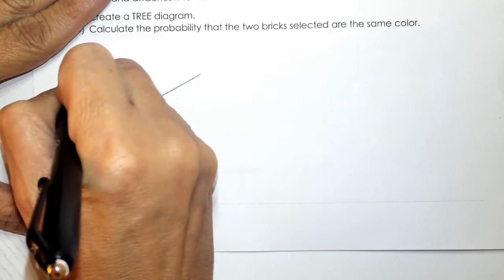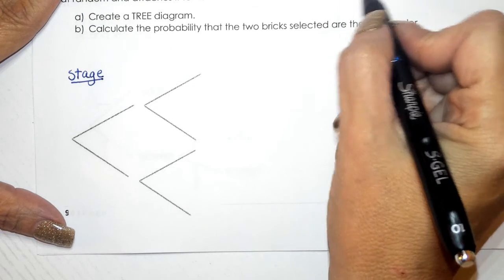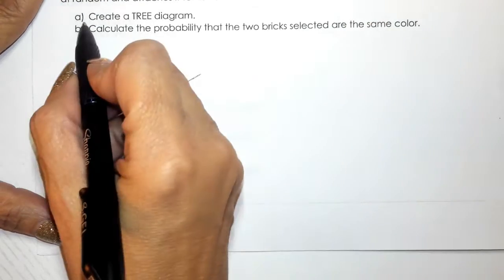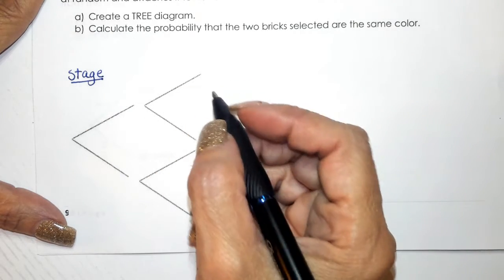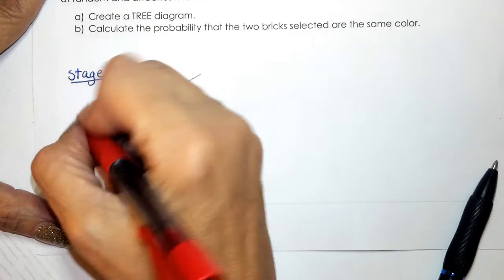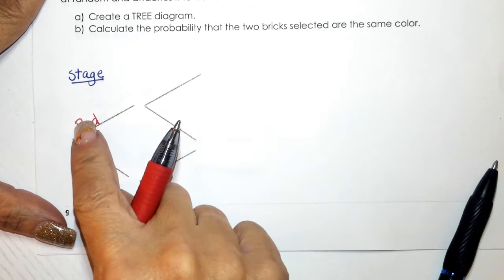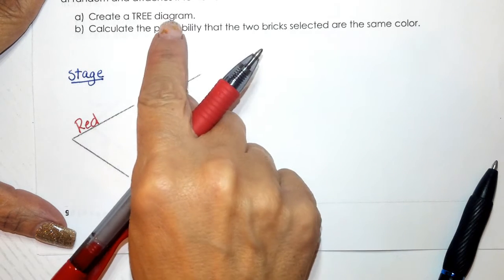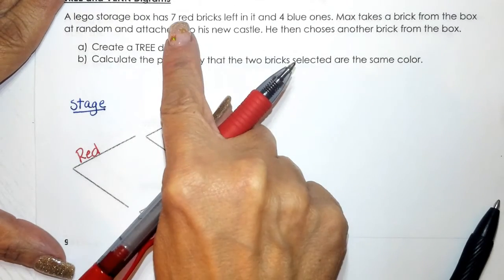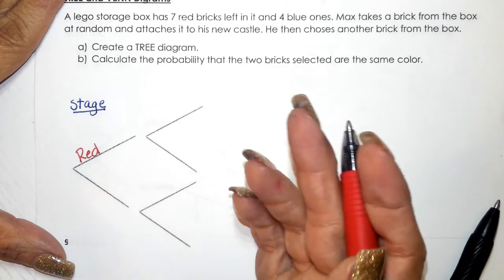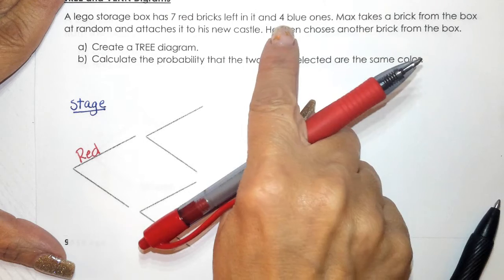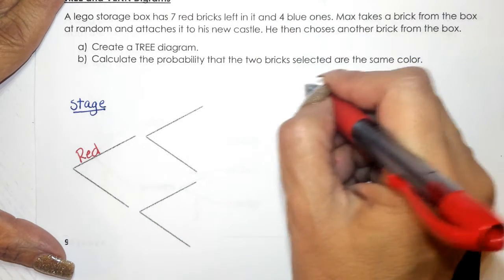What happens in stage 1 is that Max takes a brick from the box at random. Now, we know that Max could either take a red brick, right? He could pull a red brick. How many red bricks were there? There were 7. Let me go down here. There were 7 red bricks. How many bricks are there total? 7 plus 4 means I have a total in my bag.